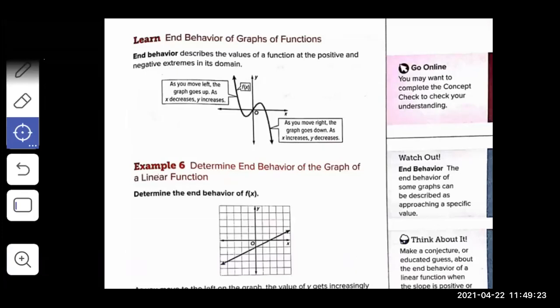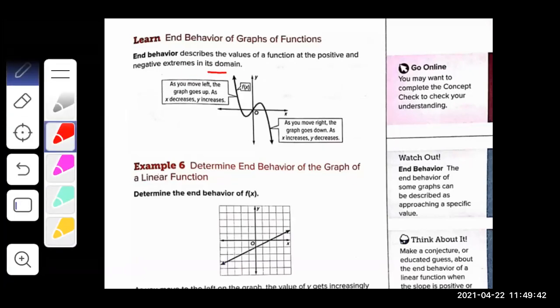Now we're going to talk about another concept, and this is called the end behavior of graphs of functions. And what is that? The end behavior just describes the value of a function at the positive and negative extremes in its domain. So what is domain? Can someone tell me what is domain? Domain and range. The domain is x, the values for x.